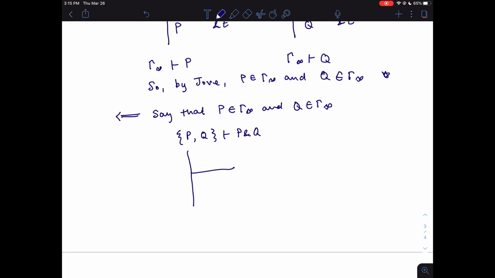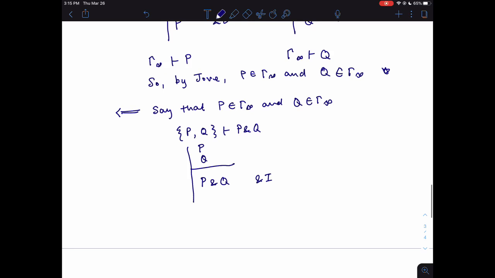So here it is. We have P and Q as our assumptions in gamma infinity, and then we can derive P and Q through a simple application of conjunction introduction. Because the set containing P and Q is a subset of gamma infinity, gamma infinity allows us to derive P and Q.